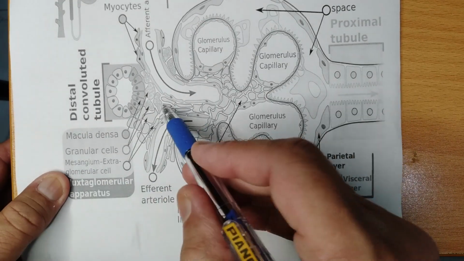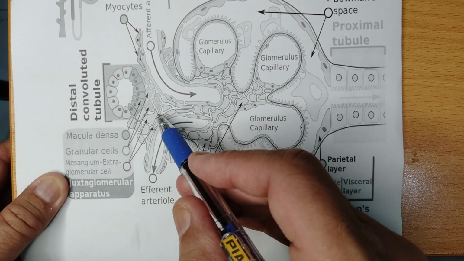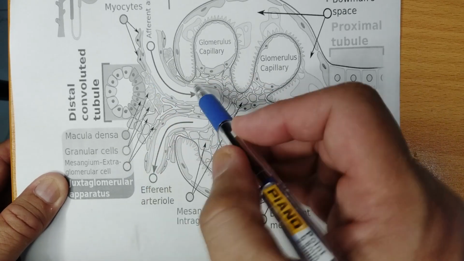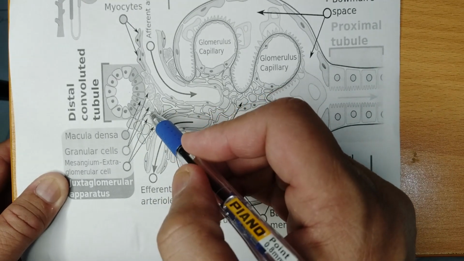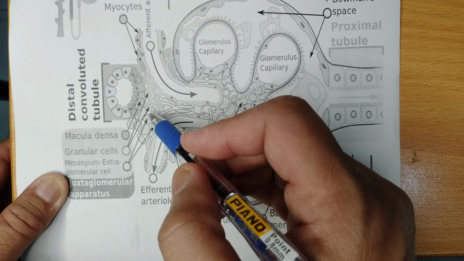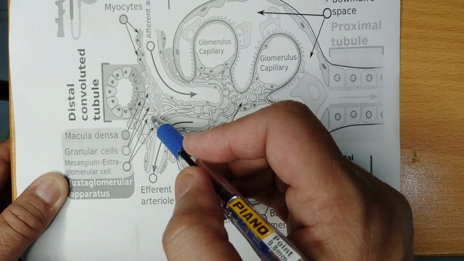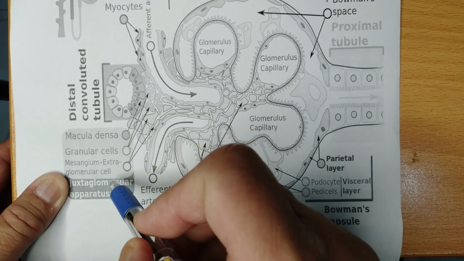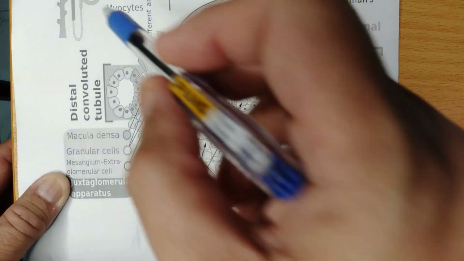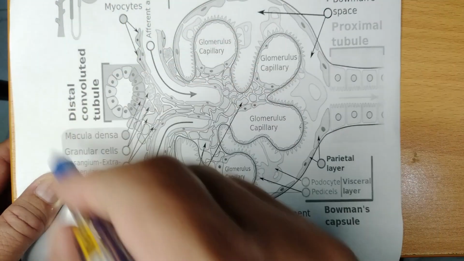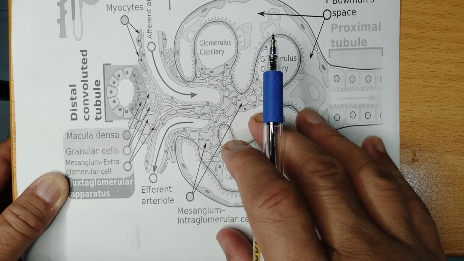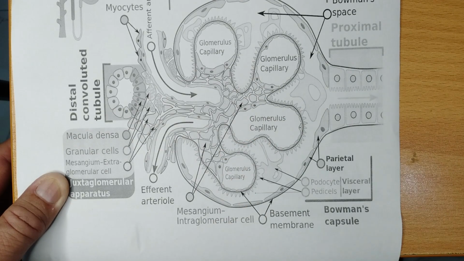We can see another thing, that is the extraglomerular mesangial cells. These cells are located in the angle between the afferent and efferent arterioles and the macula densa. In this space we find extraglomerular mesangial cells. They have a very important role in communication and coordination with JGA cells.